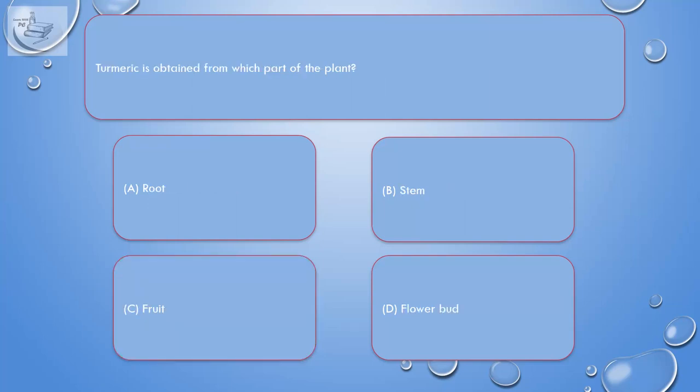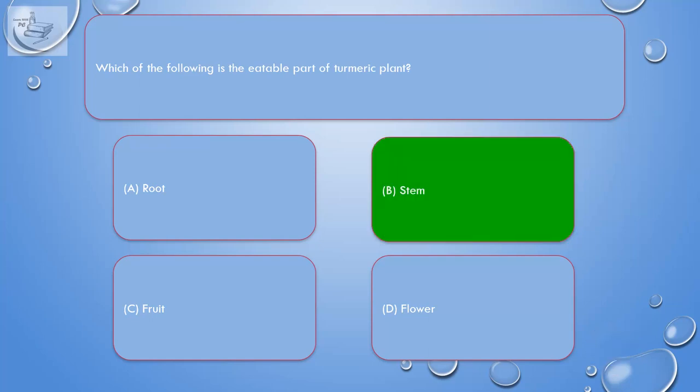Question: turmeric is obtained from which part of the plant? A. Root, B. stem. C. Fruit. D. Flower bud. Correct answer is B. Stem. Question: which of the following is the eatable part of turmeric plant? A. Root. B. Stem. C. Fruit. D. Flower. Correct answer is B. Stem.